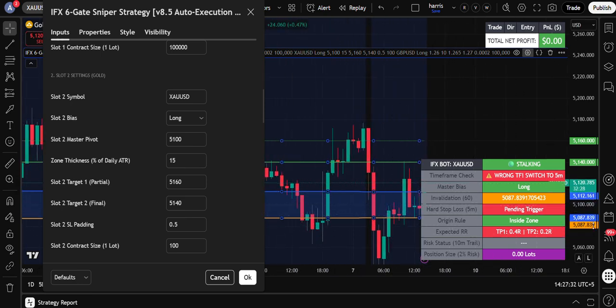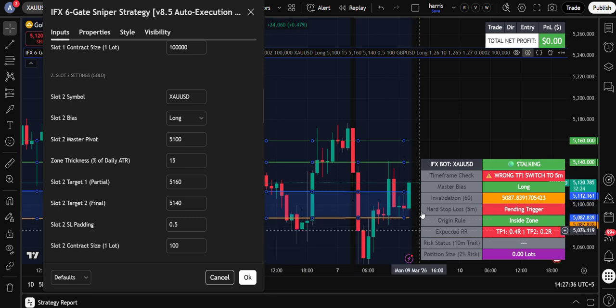We also have the figures here and we also have the invalidation zone. Okay, guys. I will discuss what the invalidation zone is coming soon. First, okay, now I've set my two targets. First target is, let's set it to 5140 TP1 and let's set TP2 to 5160. Okay, guys.